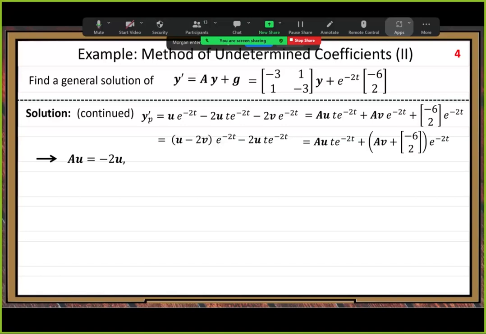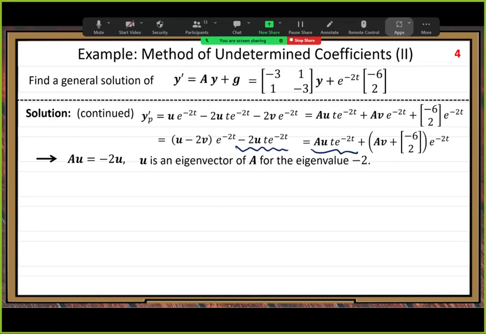When we compare this function, tu. So the first equation, we compare this term and that term. Same function part, so their coefficient part should be the same.